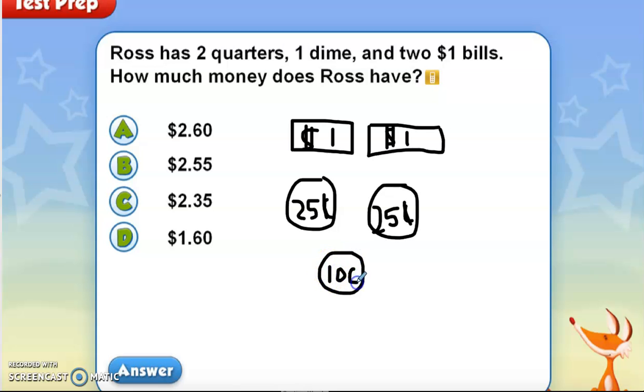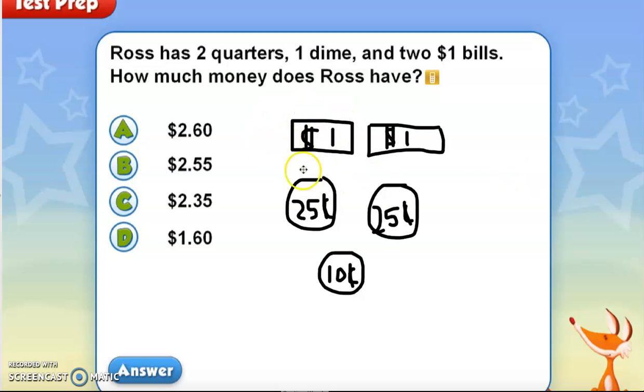Okay? So again, that's how you can draw a picture. Right? If you don't have real money that you can use, then just draw a picture like how I did. Okay? It is still effective, and you can still use it to help solve. Okay, so we have our 2 $1 bills, 2 quarters, and 1 dime. So now let's count up my money to see how much Ross actually has.